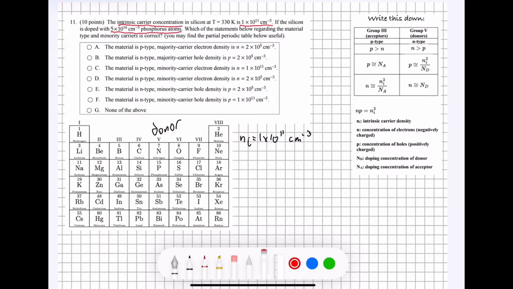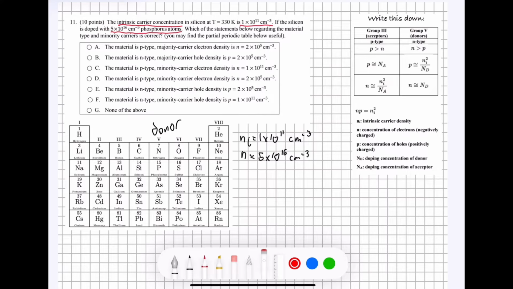And so we're going to be using the values on this side of the table to apply to phosphorus because it is a donor. So now that we know what phosphorus is, we know Ni, we know that this number that we underlined earlier up here is going to be N. N equals 5 times 10 to the 16 centimeters negative cubed. And we know that because of its status as a donor.